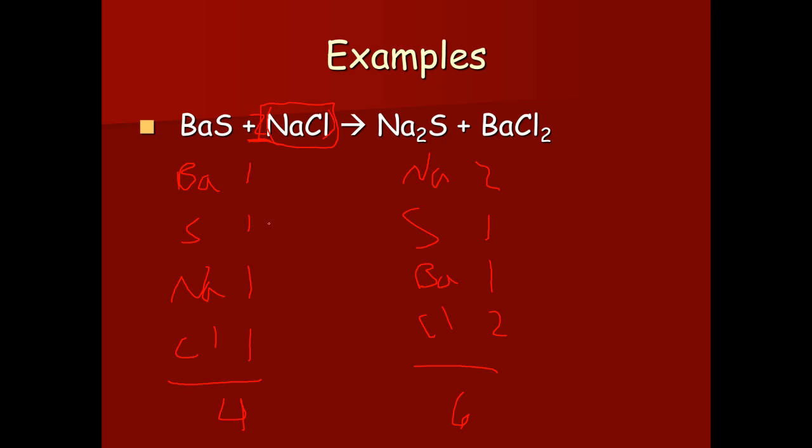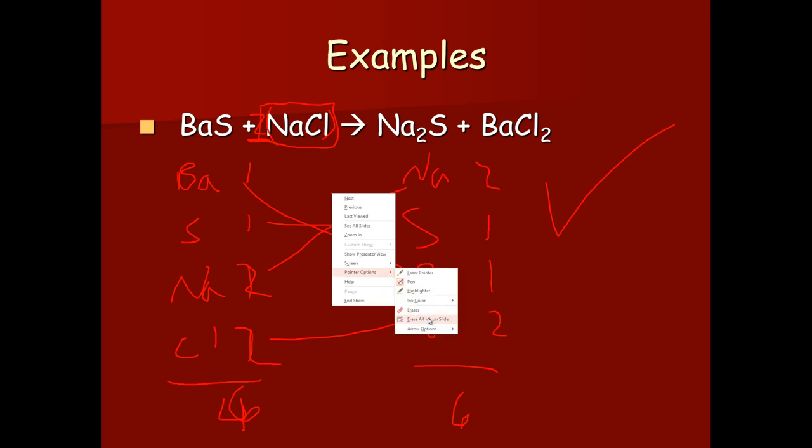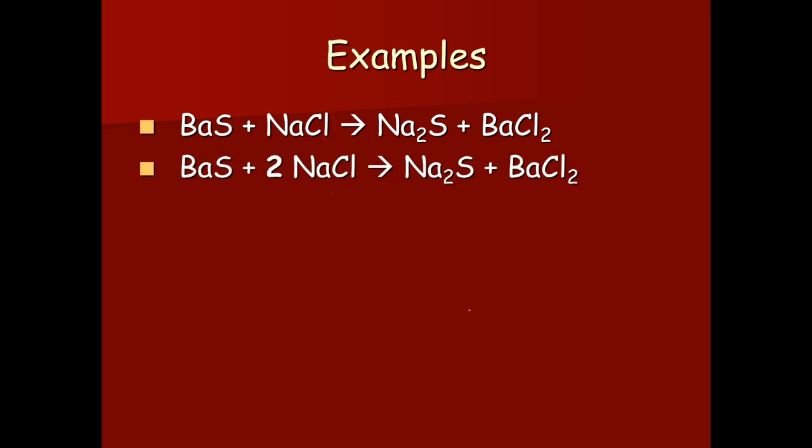So let's see how that changes my numbers. Well, this becomes a 2, and this becomes a 2. Ooh, now am I balanced? Well, 1, 2, 4, 6. Okay. Well, now my atoms match up. That's good. Now do I have the same number of atoms on both sides? 2 sodium, good. 2 chlorine, good. 1 barium, good. 1 sulfur. Fantastic. This is done. All I needed was a 2 in front of it. There you go. That's easy. That's all there was. Just put a 2 there and it balances it.